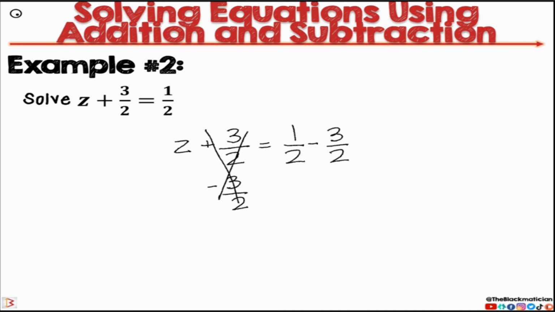These cancel out, so we are going to be left with z equals, now we are subtracting fractions. In the previous video we did talk about adding and subtracting fractions. The denominators are already the same, so it's going to stay the same. And then we're just going to subtract the numerators. So 1 minus 3 is going to give me a negative 2. Negative 2 divided by 2 is going to be a negative 1. So z equals negative 1. And that's everything you need to know about solving equations using addition and subtraction.